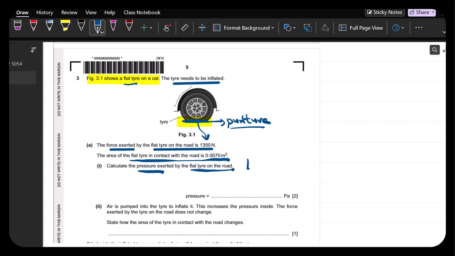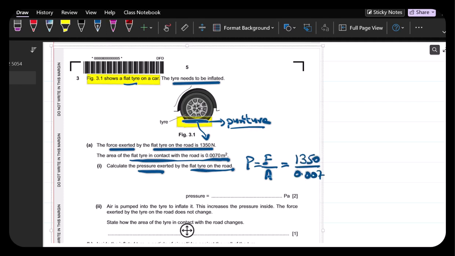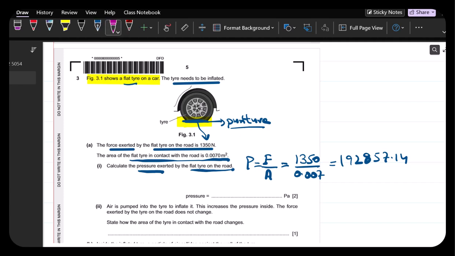So pressure is equal to force divided by area. So 1350 divided by 0.007. You will get the pressure: 192,857.14. So I'm going to convert this into standard form. 1, 2, 3, 4, 5. 1.9 times 10 power 5 pascals.